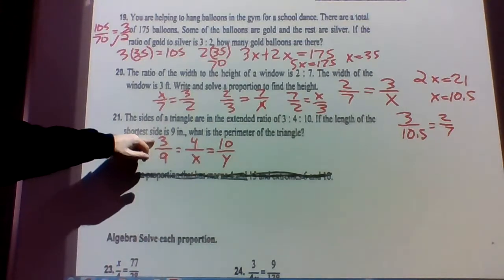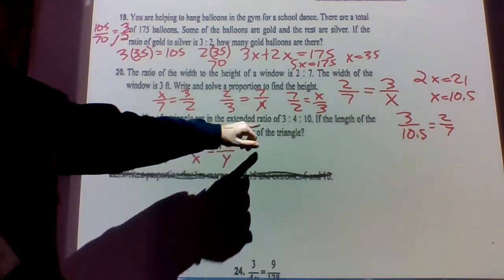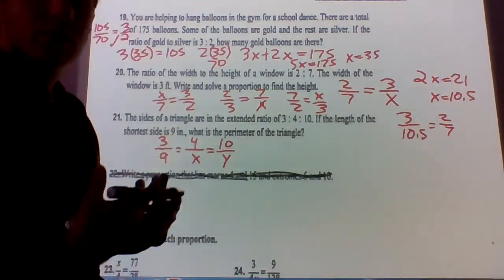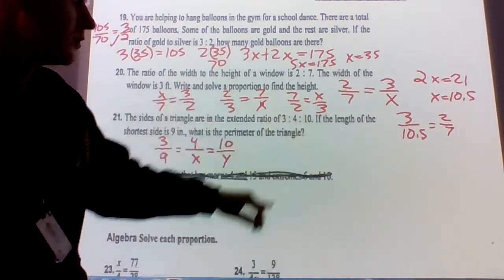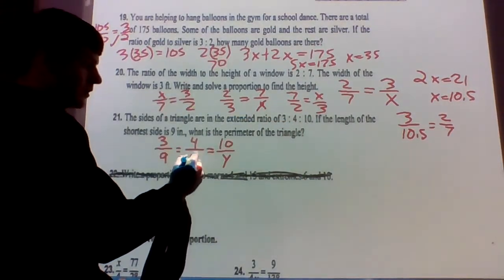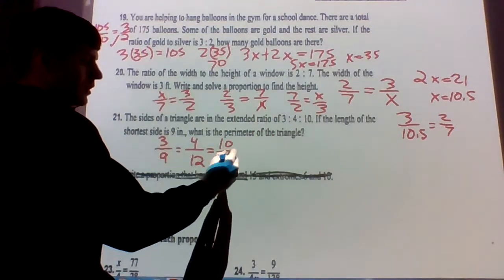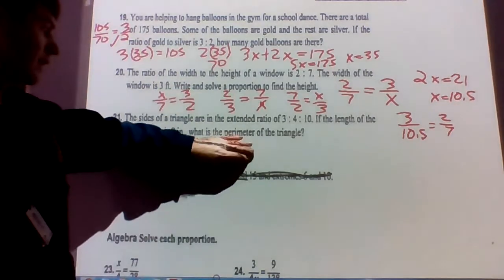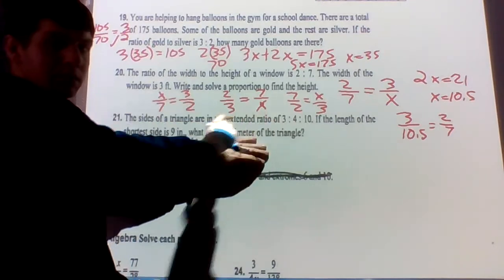And if we notice, how do we go from 3 to 9? We have to multiply by 3. So since it's a ratio, the multiples are all the same when you go to the real thing. So if you multiply 3 by 3, you're going to have to multiply 4 by 3. That's going to give you 12. And then you got to multiply 10 by 3, which is going to give you 30. Right? 9 inches is the shortest piece.